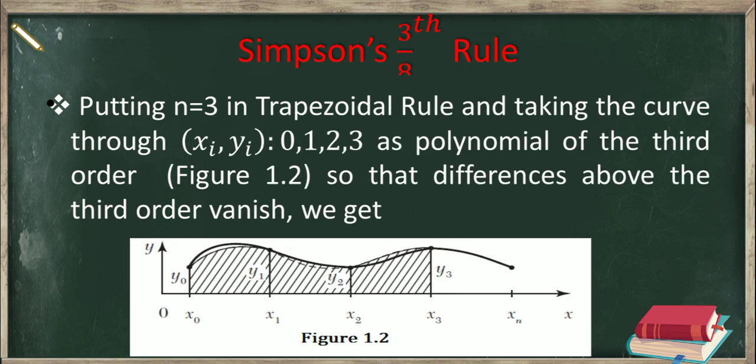Next we see Simpson's three-eighth rule. Putting n equal to 3 in the trapezoidal rule and taking the curve through (xi, yi) for i equal to 0, 1, 2, 3 as a polynomial of the third order, so that differences above the third order vanish. See in the figure, if we substitute n equal to 3 in the trapezoidal rule and take the curve through (x0, y0), (x1, y1), (x2, y2), (x3, y3) as a polynomial of degree 3, so that the differences above the third order vanish.